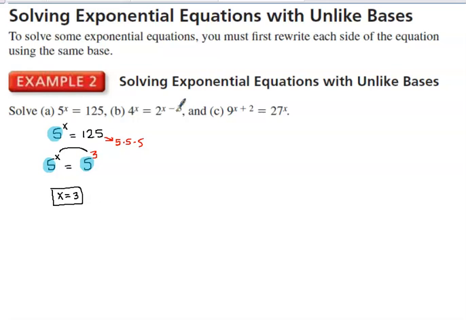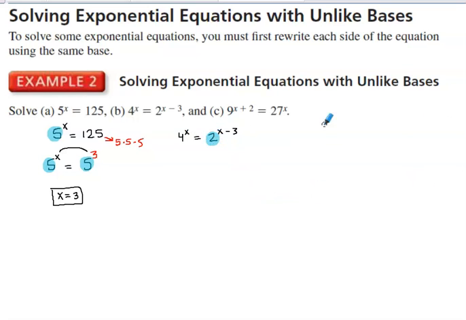In B, we have a very similar question. I have 4 to the power of x is equal to 2 to the power of x minus 3. But the problem is that the 2 and the 4 are not the same base. So what we want to do is break them down so that they do have the same base. The 2 cannot break down any farther.